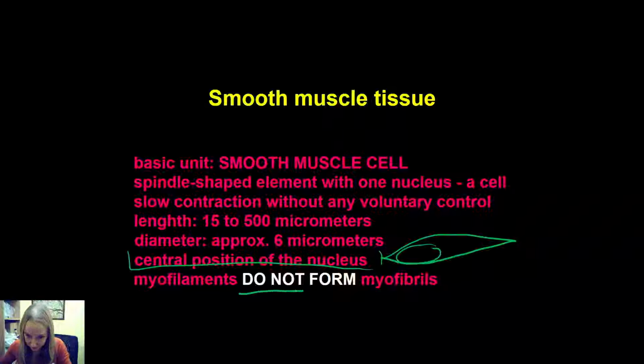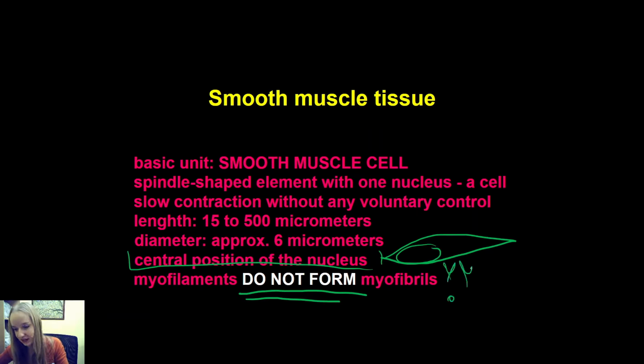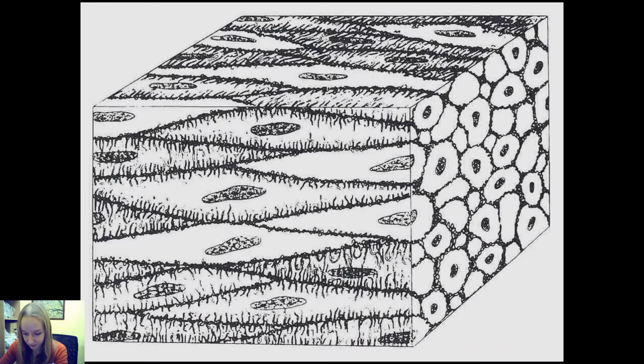And this is very, very important. The myofilaments do not form myofibrils, so we are not able to see myofibrils in smooth muscle tissue. Please remember this. This is a very huge difference. And also the mechanism of contraction and everything is different than in the others.